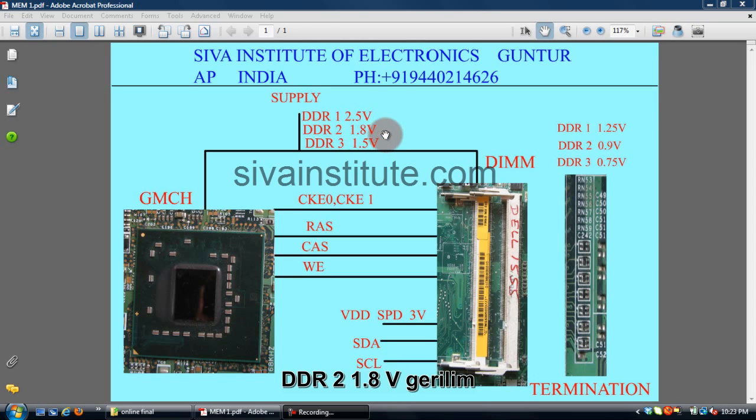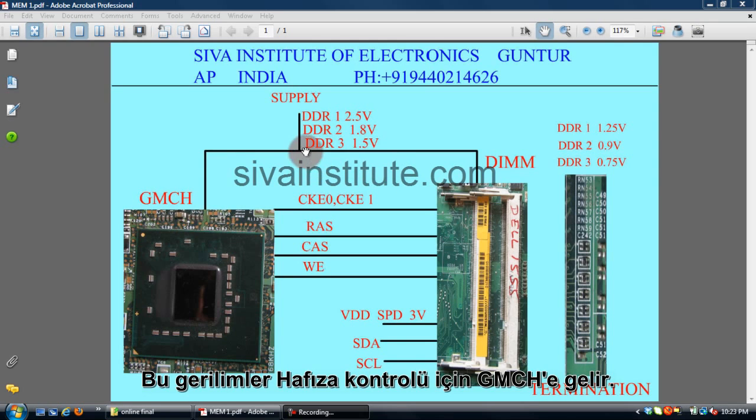This is the supply: DDR1 2.5 volt supply, DDR2 1.8 volt supply, DDR3 1.5 volt supply. This supply goes to the GMCH and the DIMM slot, the memory slot. This voltage goes to the memory controller in the GMCH and the same supply goes to the DIMM slots.